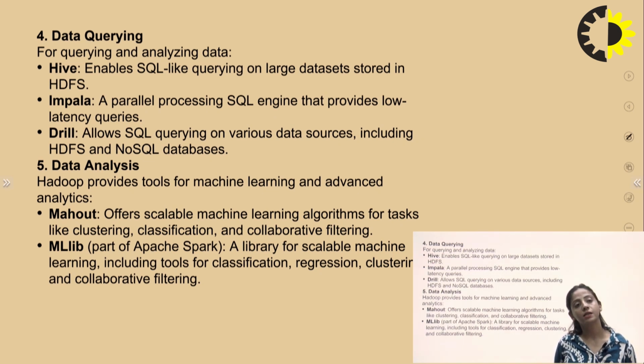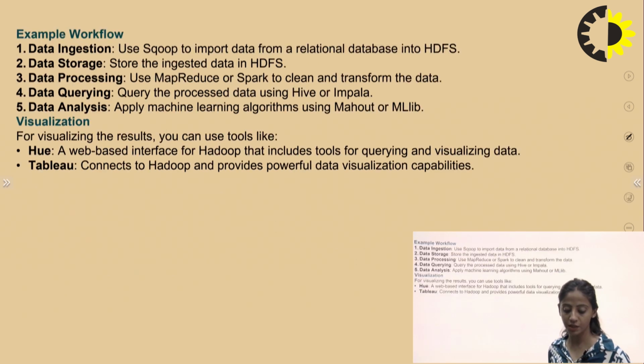Now, data analysis. Hadoop provides tools for machine learning and advanced analytics. Mahout offers scalable machine learning algorithms for tasks like clustering, classification and collaborative filtering. MLlib is a part of Apache Spark. It is a library for scalable machine learning, including tools for classification, regression, clustering and collaborative filtering.